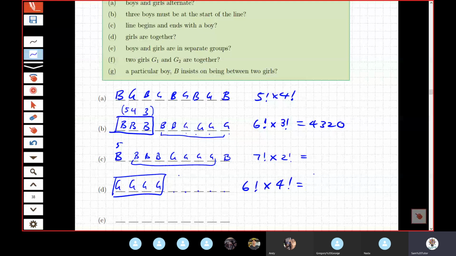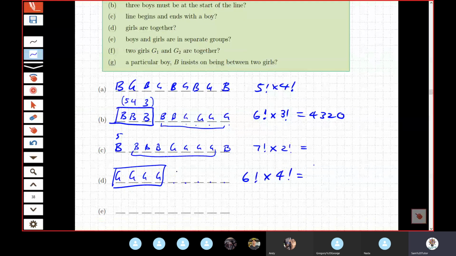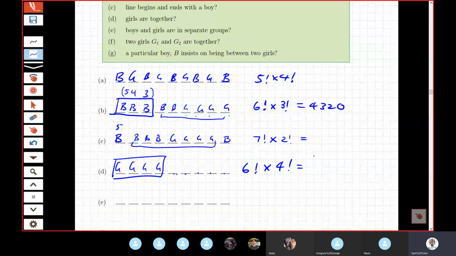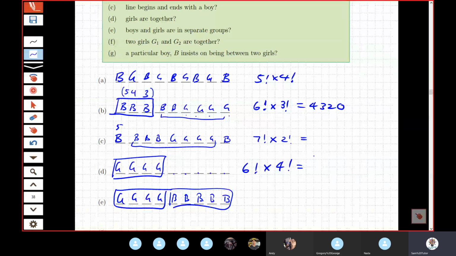E, boys and girls are in separate groups. So they're sitting together, and boys. If boys and girls are in separate groups, it's going to look like this: girls, girls, girls, and then it has to be boys, boys, boys. So that's 5 factorial times 4 factorial times 2 because these 2 groups can move. Okay with that one?